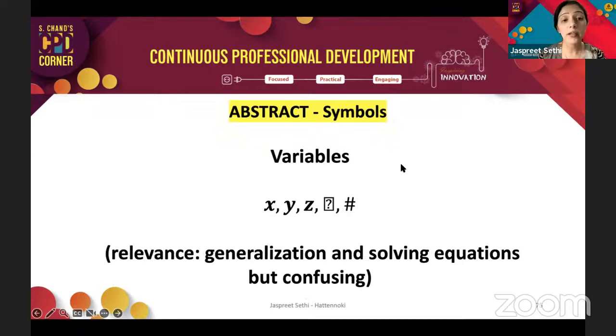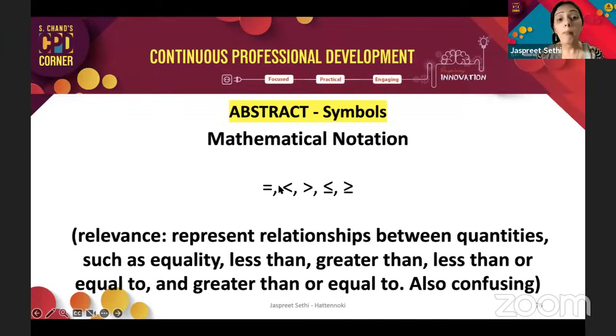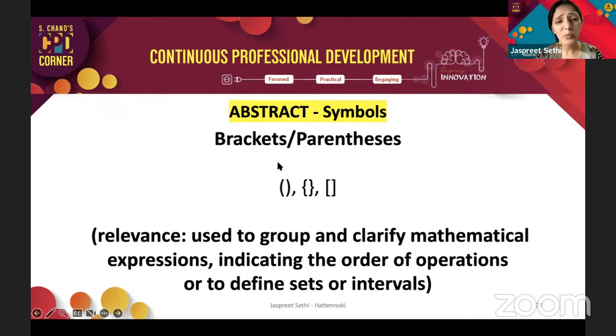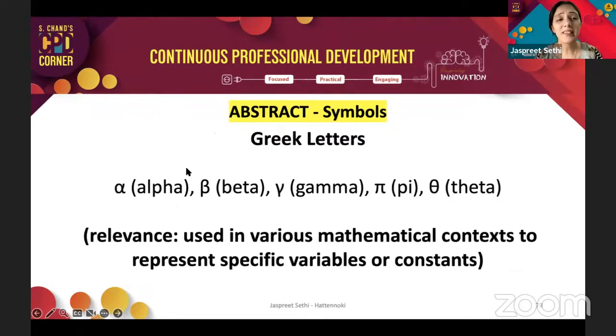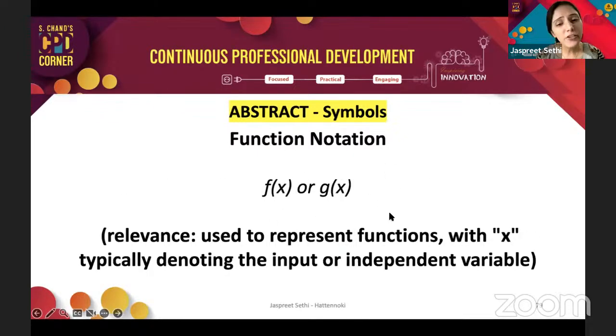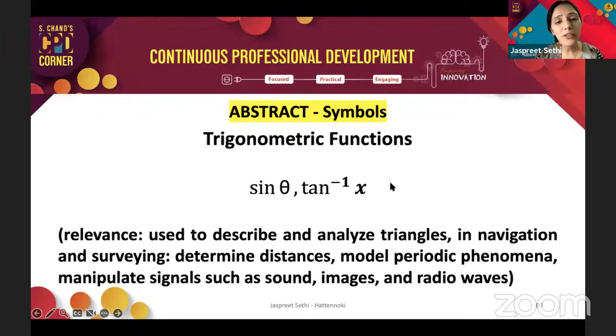So a lot of algebra and its uses I talk about in my session tomorrow. Mathematical notations, such as the following, I talk about. And we use all of these, but if we don't use stories and context, it is all very muddy. It gets even harder when we start introducing Greek letters and function notation, and then go into trigonometric functions.